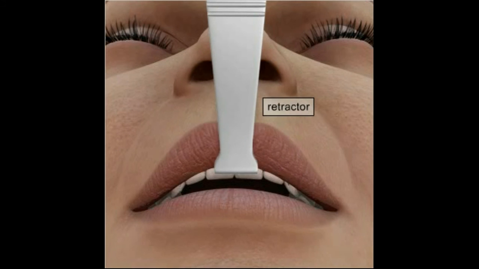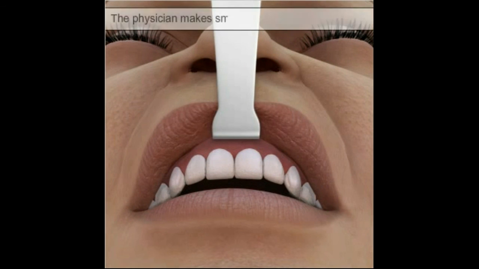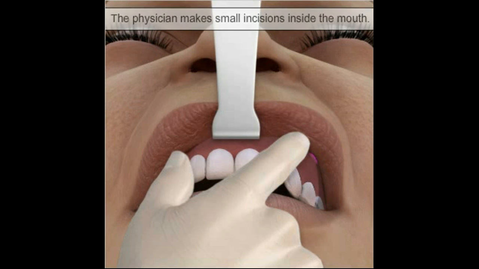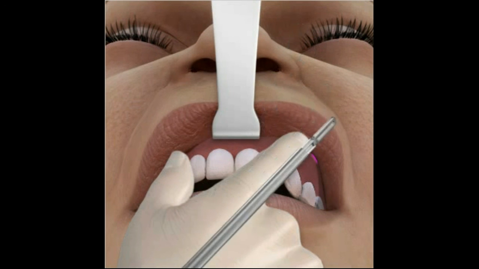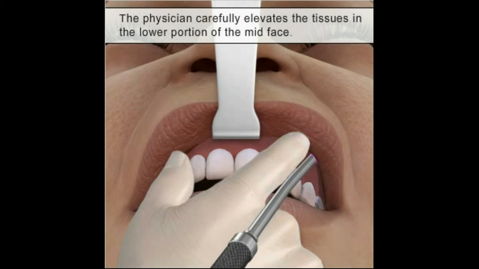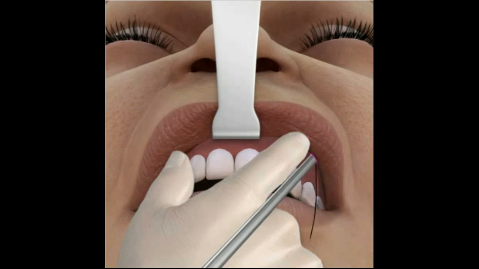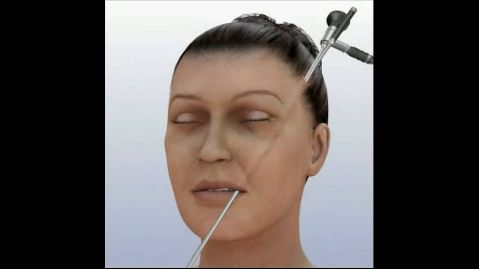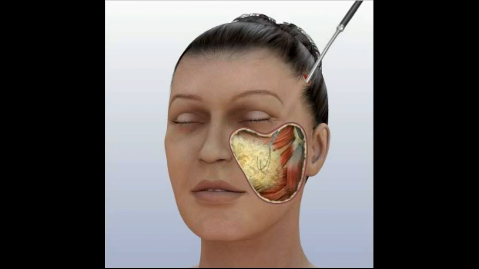Using a retractor, the physician will expose the inside of the mouth and make 2 small incisions along the gum line. As before, using blunt forceps, they carefully elevate the tissues in the lower portion of the mid-face to open the region between the upper and lower incisions. The physician will place what are known as suspension sutures in the fat deposits that have migrated downward with time. By threading the sutures through the incision in the hairline, the physician elevates the fat deposits and suspends them in a higher position. In doing so, the physician restores soft, round contours to the mid-face.